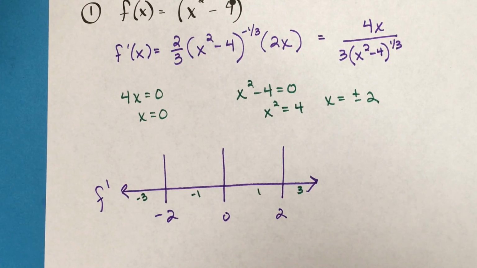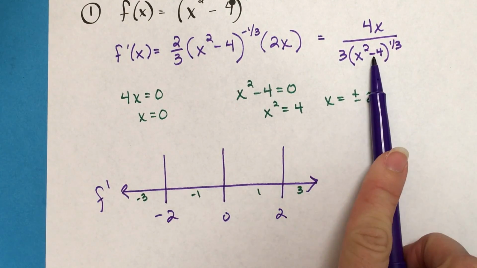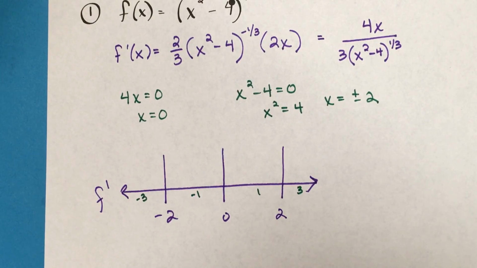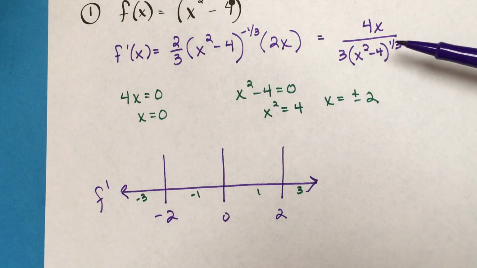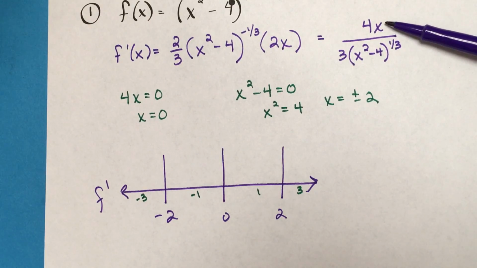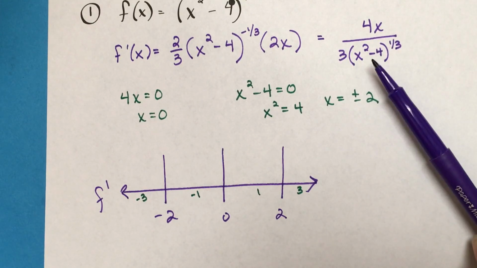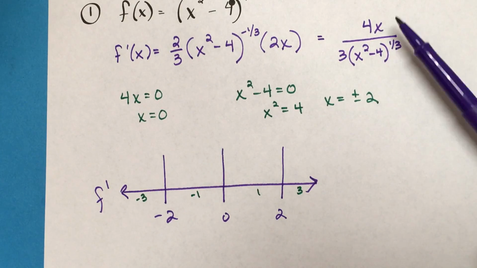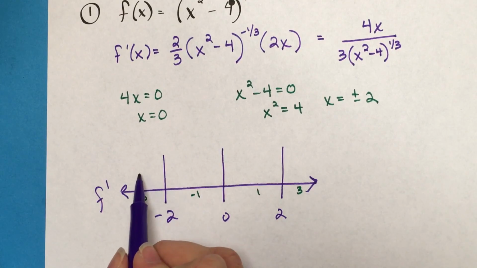Now remember, these test numbers are going to be substituted into your first derivative. I don't have the answers for this one already calculated, so I'll just kind of have to do this as we go. Alright, if I put a -3, that's going to give me a negative on the top. But if I put a -3 down here, then that's going to give me a positive. So I'll have a negative over a positive, which is a negative.